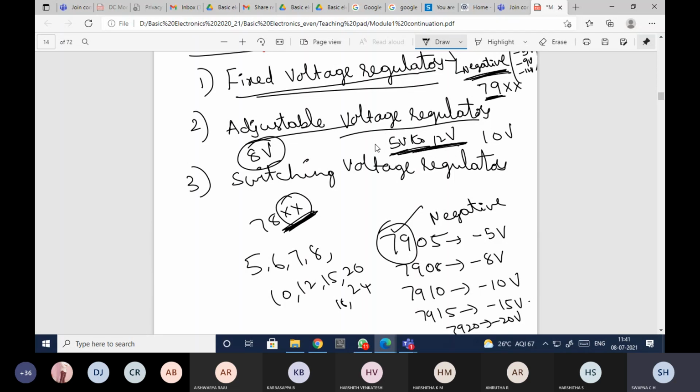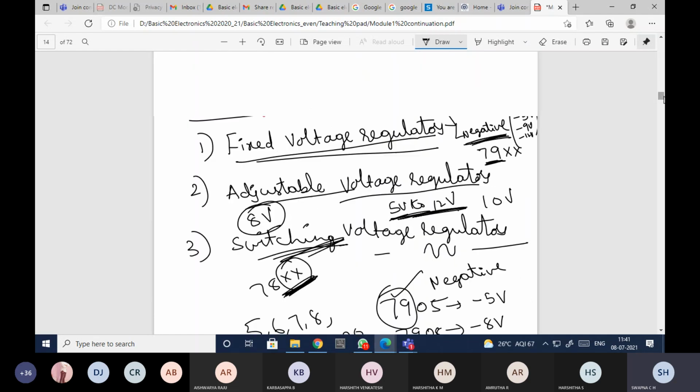Coming to the switching voltage regulators. Here in the switching voltage regulators, what it will do is take the DC signal, first convert it to an AC signal, and then convert it back to a DC signal. Okay, so that is how it will happen here. That is the reason the name switching comes into the picture.